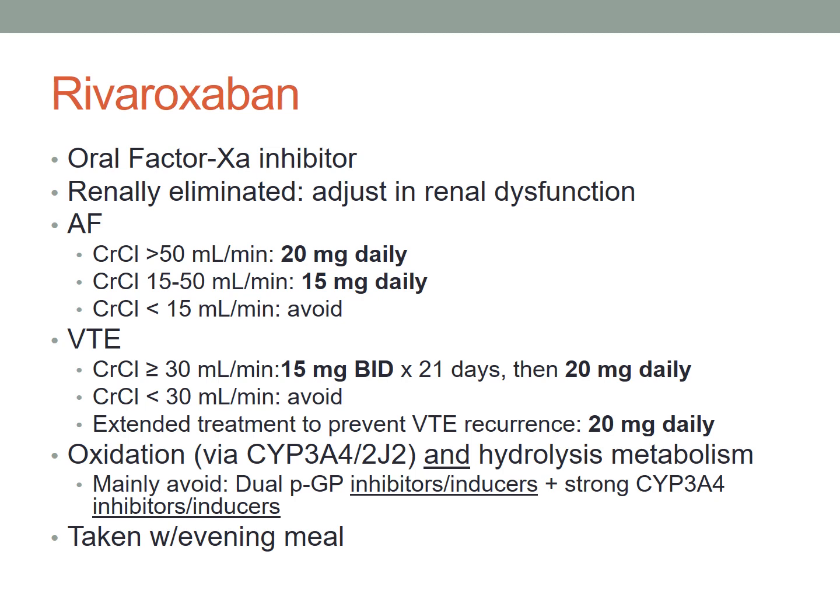This medication, rivaroxaban, is one that is metabolized via the cytochrome P450-3A4 pathway. So the recommendation is that if you are going to give rivaroxaban along with a drug that is a dual P-glycoprotein inhibitor or inducer, and a strong CYP3A4 inhibitor or inducer, that it should just be avoided altogether and a different agent should be selected. With rivaroxaban, it's recommended that patients do take their dose with an evening meal.